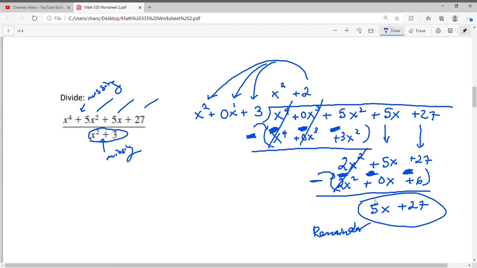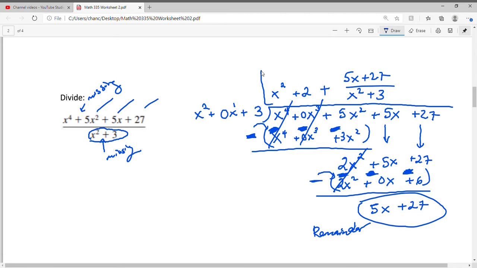So I'm going to take this 5x plus 27, we're just going to add it here, and then put our divisor, which is just x squared plus 3. And this is our solution. Our solution is x squared plus 2 plus 5x plus 27 all over x squared plus 3. This is our remainder, and this is our quotient.